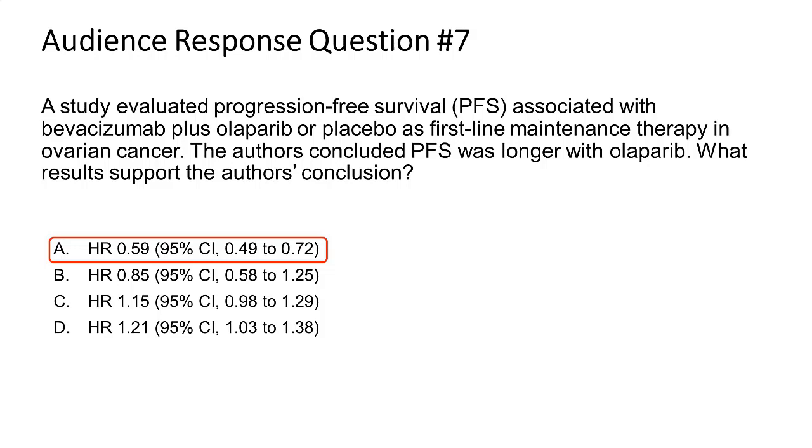Now, A and D, the confidence intervals do not include 1. However, for olaparib to be better than placebo, we would want the hazard ratio to be less than 1, because that would mean that the treatment or the intervention, experimental intervention, is favored.